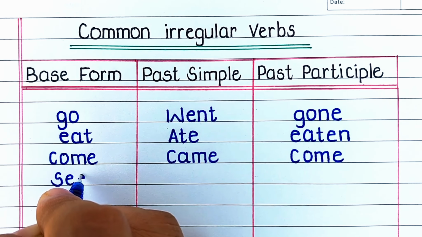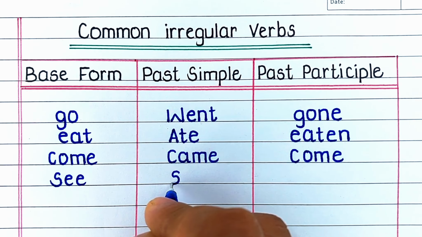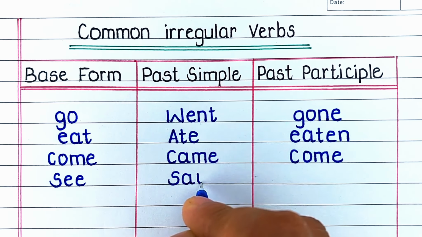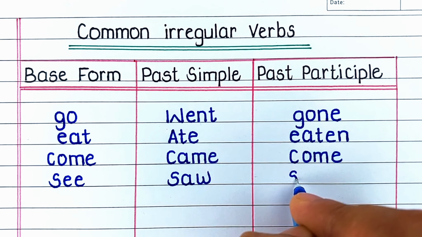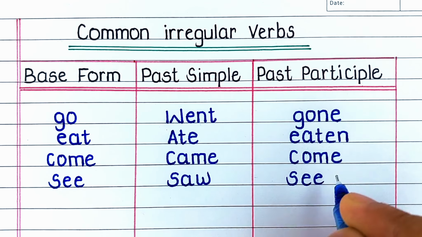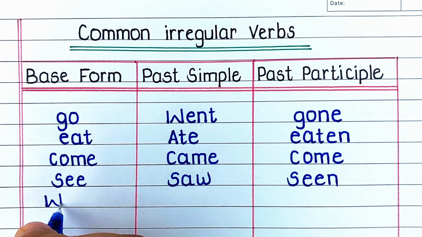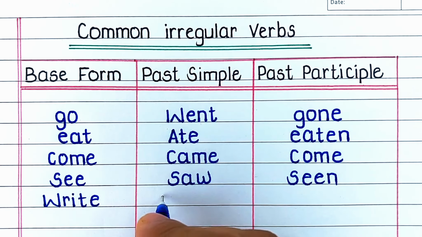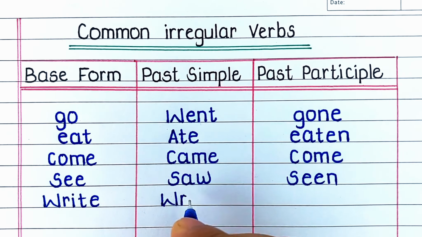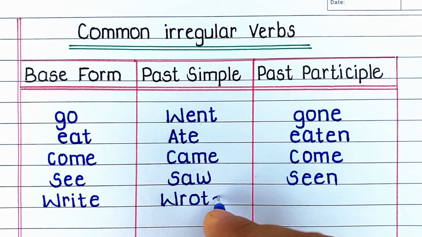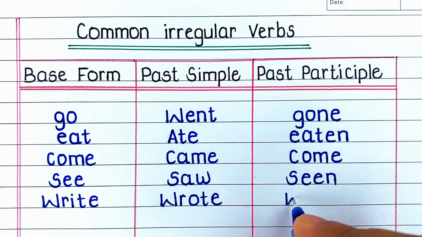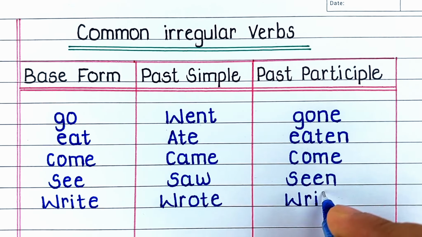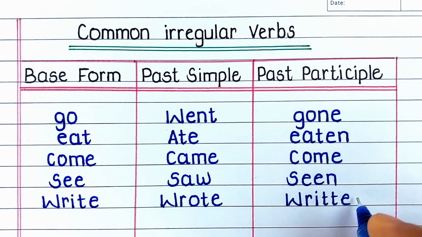Next word is see. Its V2 form is saw and V3 form is seen. Next verb is write. Its past simple form is wrote and past participle form is written.